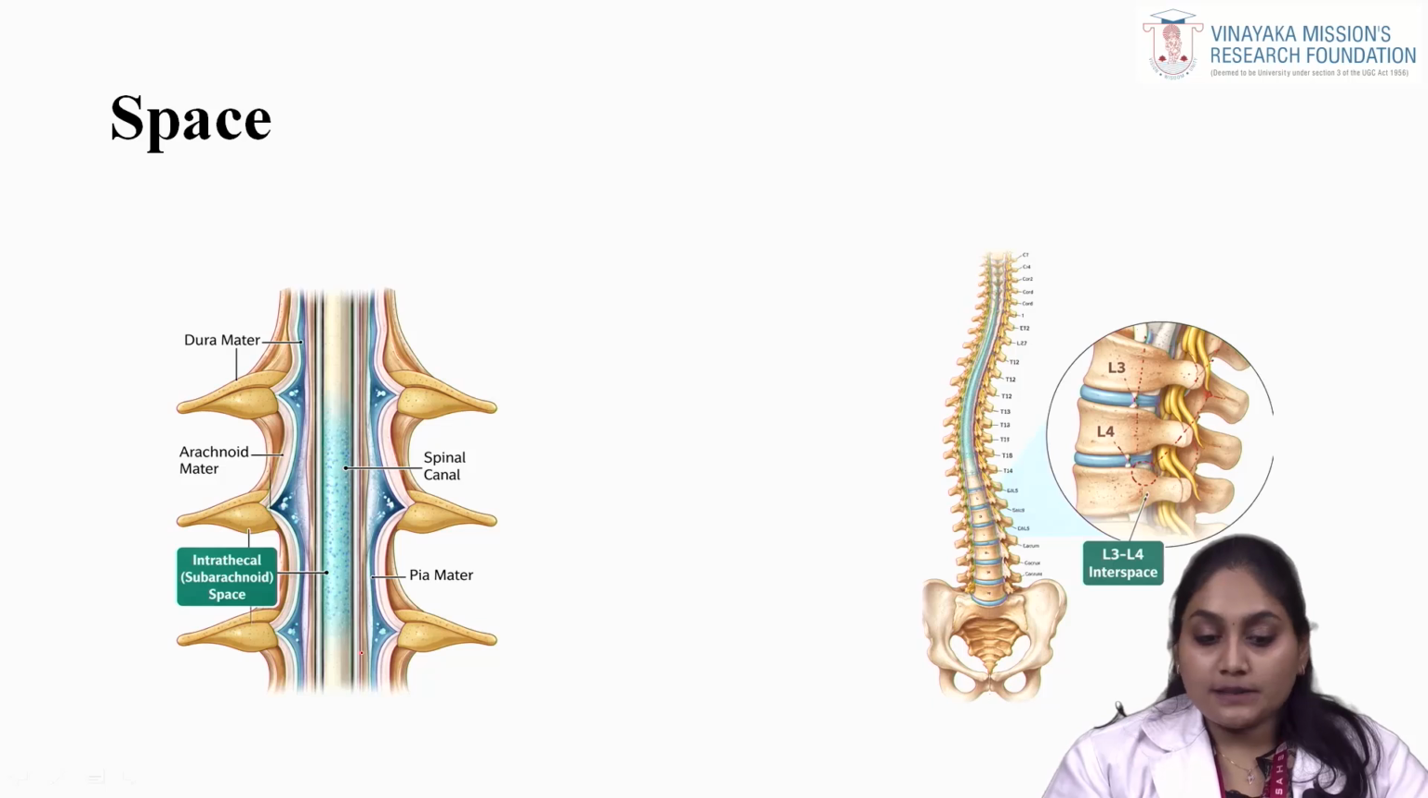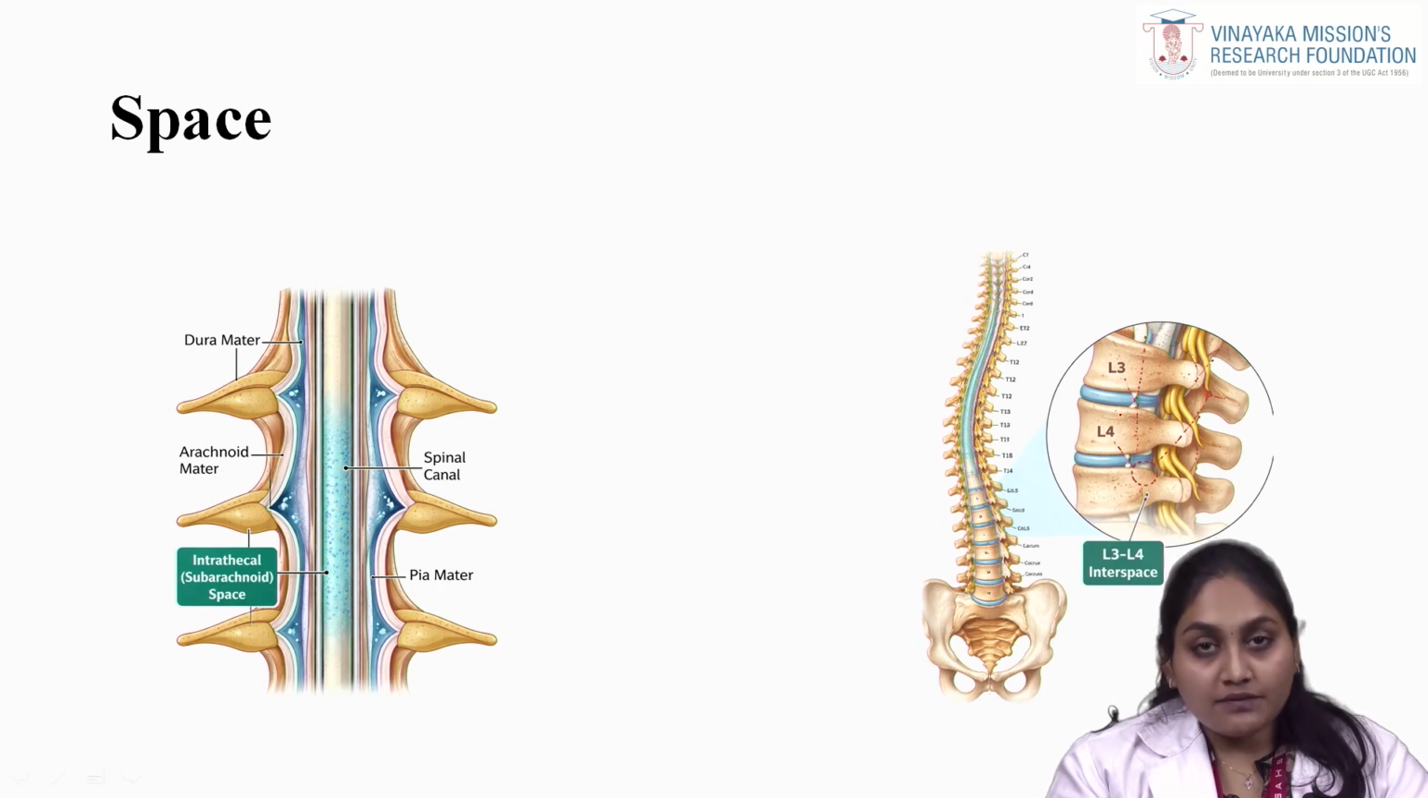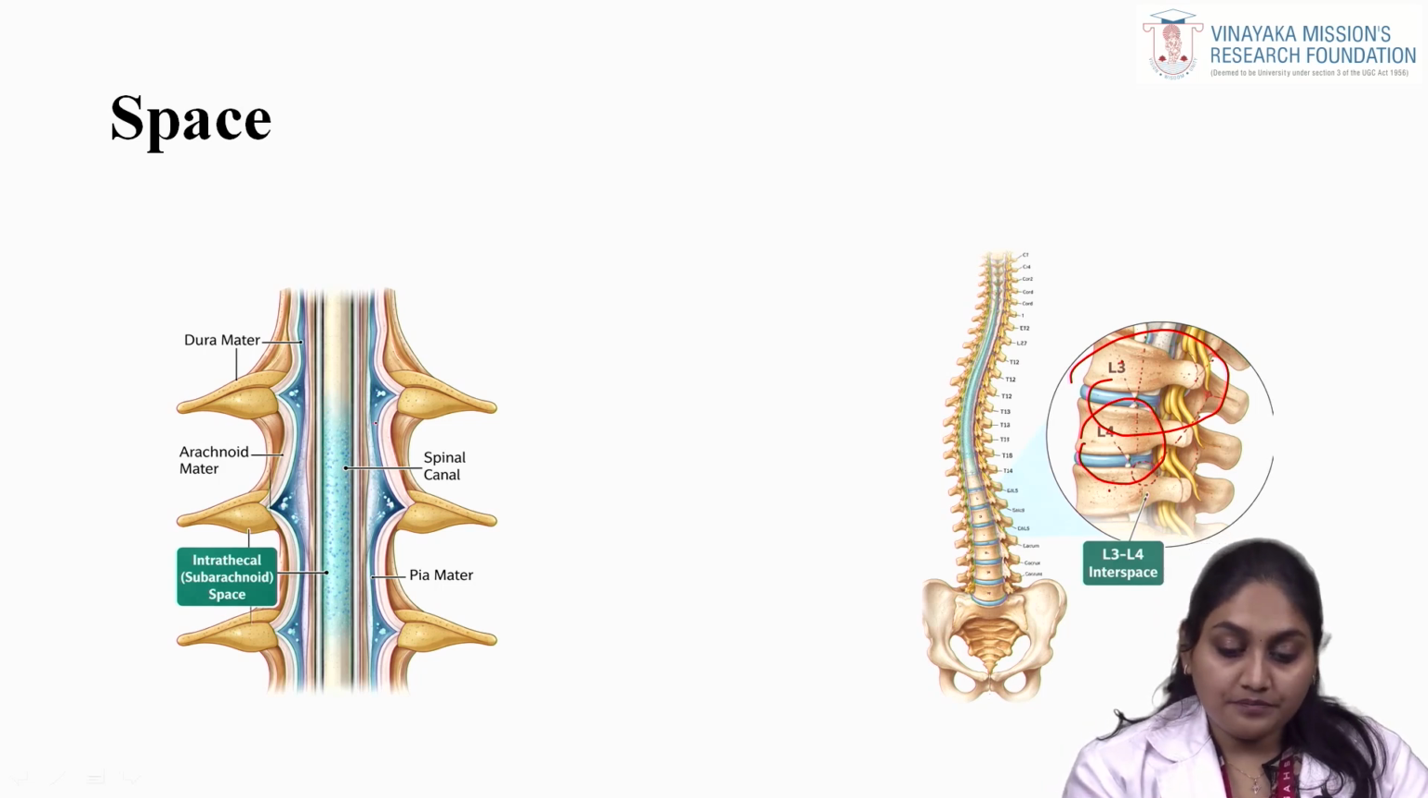Now we can look at the space. Here we can see the spinal cord. We know that we have 33 vertebrae. In that, we are injecting the spinal drug into the lumbar vertebrae between L3 and L4. The normal spacing for spinal anesthesia is L3 and L4. Here we can see the intrathecal space, that means the subarachnoid space between the pia mater and arachnoid mater. Here we will inject our local anesthetic drugs.